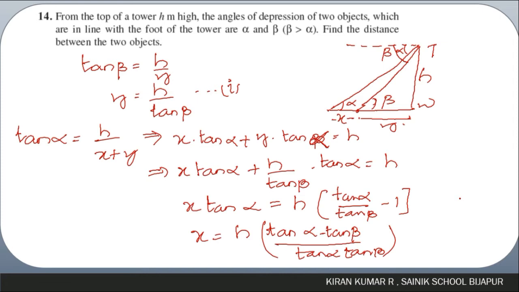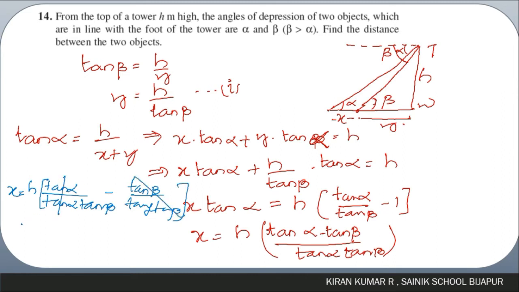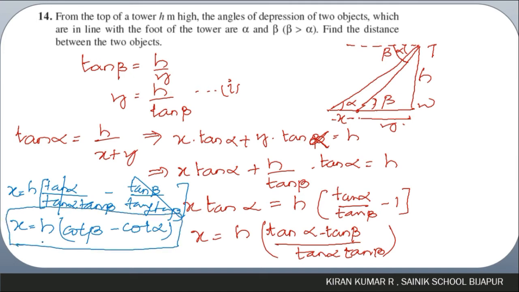I can further simplify this. How do I do that? I'll change the color of the ink. Observe. Here I'll take this separately: h times tan alpha divided by tan alpha tan beta minus tan beta divided by tan alpha tan beta. Tan beta will get cancelled, tan alpha will get cancelled, we'll be getting h times cot beta minus cot alpha. So we got the relationship here. Sometimes they may ask to prove the distance between those two objects in terms of the equation. This is the method to be followed.